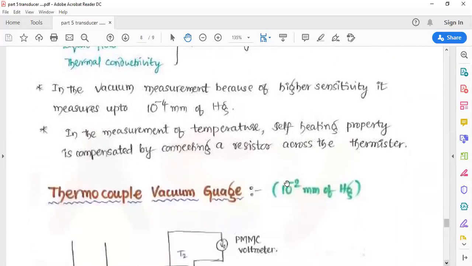In the measurement of temperature, self-heating property is compensated by connecting a resistor across the thermistor. So this is some practical arrangement. In practical arrangement, we connect one resistance in parallel with the thermistor, which compensates its change in resistance due to heating effect.